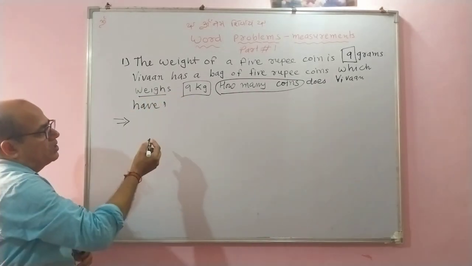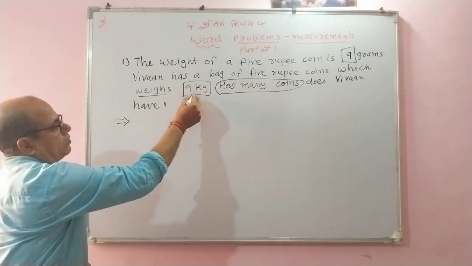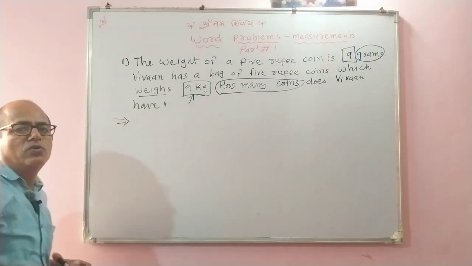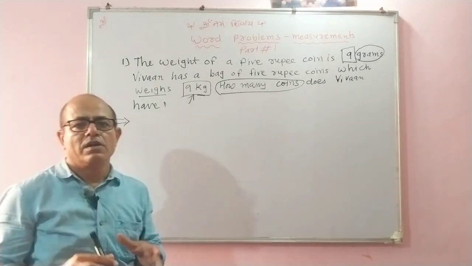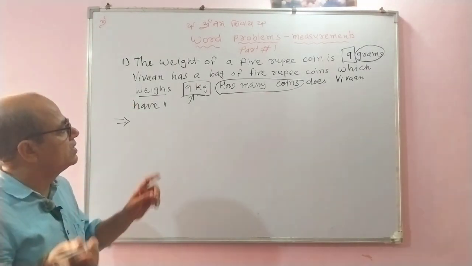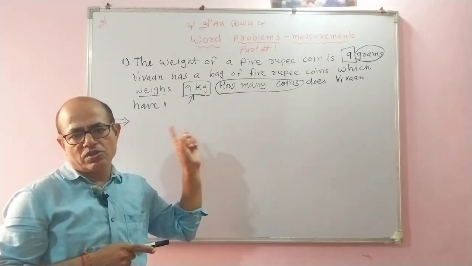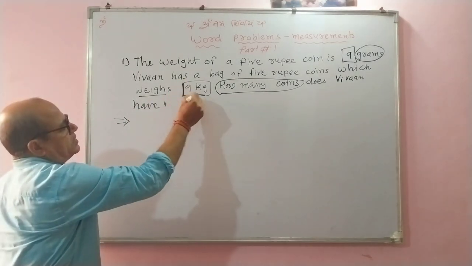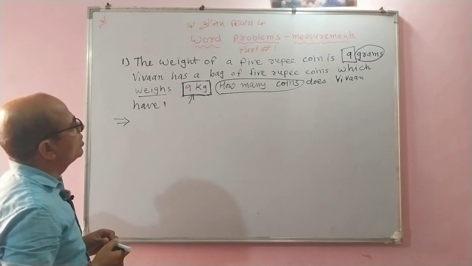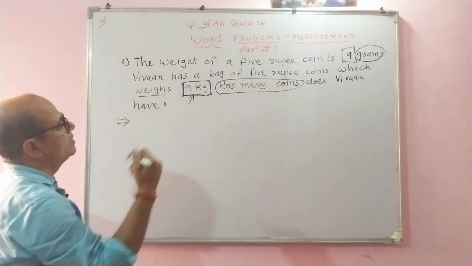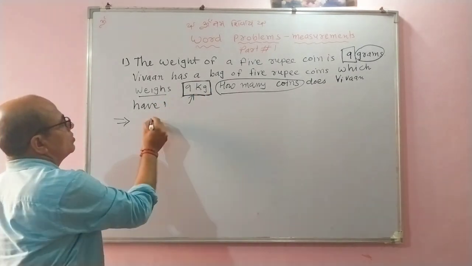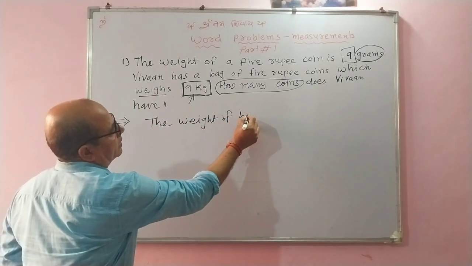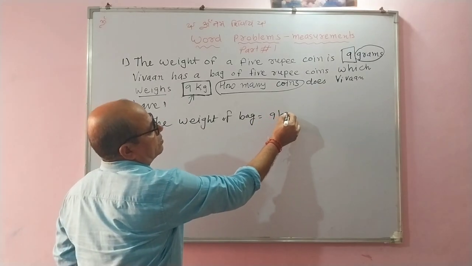Right? Now what is the unit here? Here one unit is kg and here one unit is gram. So whenever we are doing sums like this, we should have both units similar. Either all should be in kg or all should be in gram. So for our convenience, we have to convert the weight of the bag, 9 kg, into grams.